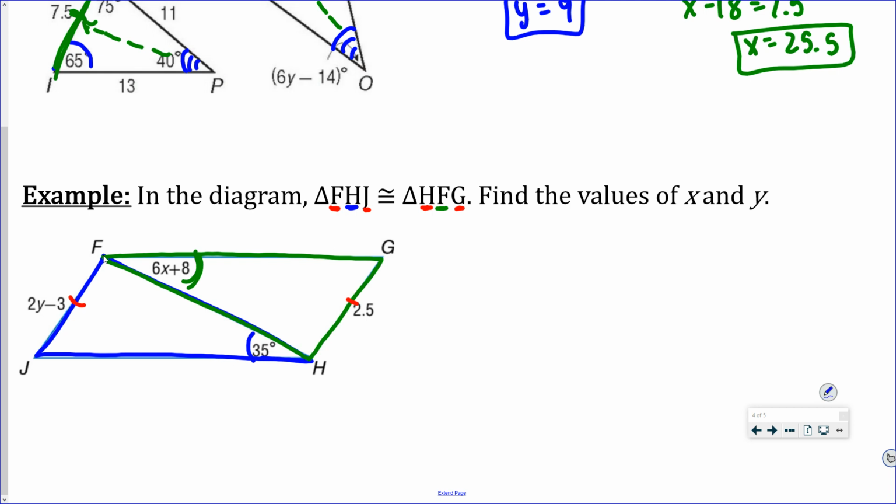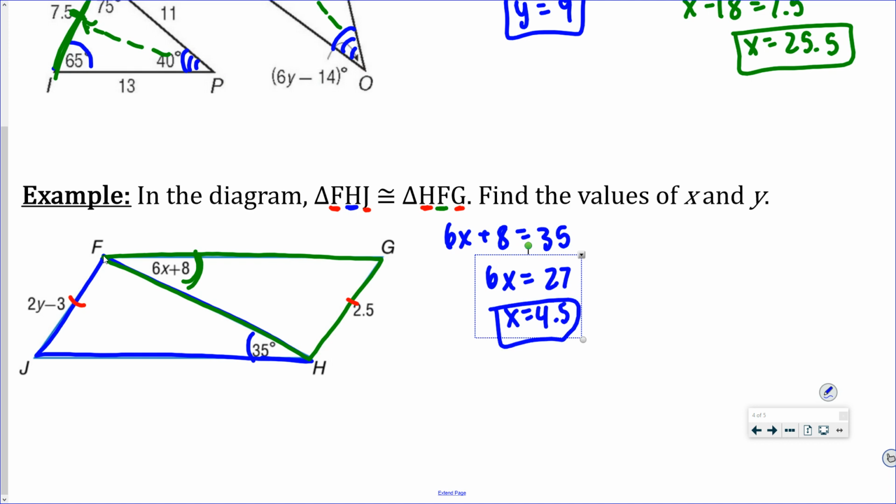So to set up your equation to find x, you should have set it equal to 35. And you're like, yeah, I kind of guessed that because that was the only measure they gave me, but connect it back to the congruent triangle piece. So I got x to be 4.5. 4.5 is fine. And then for y, I marked those corresponding sides. So that 2y minus 3 is the same as 2.5 of the green triangle. So for that one, I got y to be 2.75.